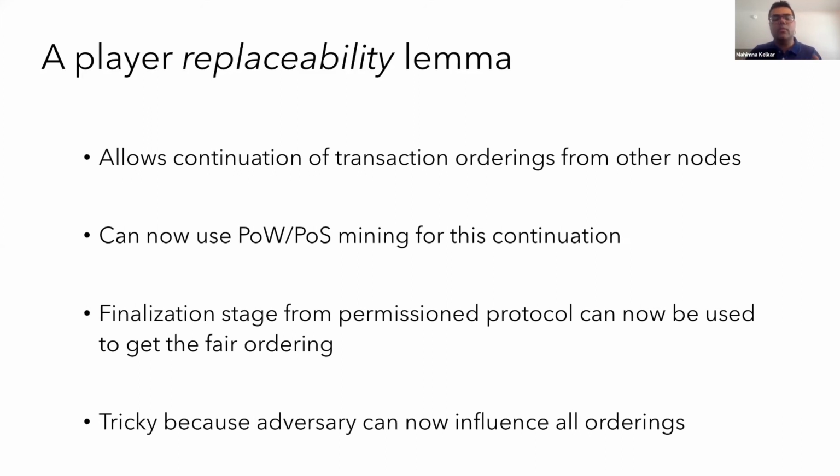And essentially a number of orderings can be fixed, say D, at the start of the protocol, and all of the nodes in the system will add on to these orderings using their own transaction receive order times. And the final ordering can be computed using this distilled version of our permission protocol, specifically the finalization algorithm. So this is somewhat tricky. I'm only giving a brief overview here because the adversary can now influence some part of all of the orderings rather than all part of a few of the orderings. But this turns out to be not a problem, and we proved this in the player replaceability lemma.